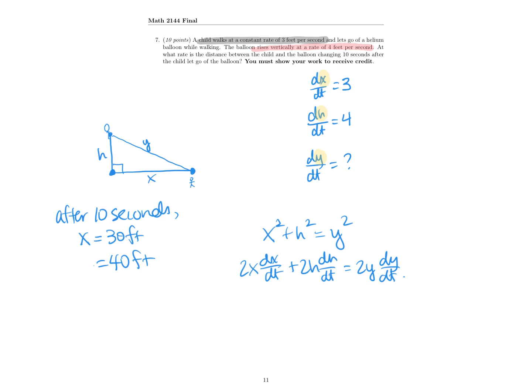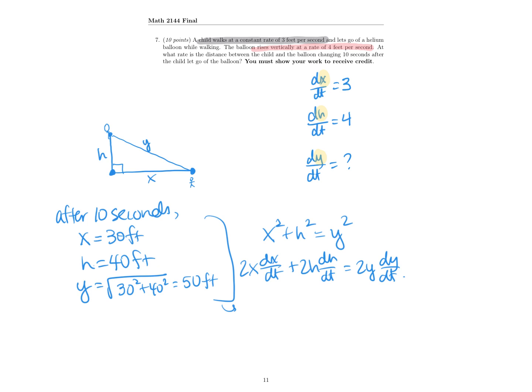Maybe I should have called it h, anyway, I called it h. And then y is going to be that distance. So y is going to be the square root of 30 squared plus 40 squared, which, well, it's a 3, 4, 5 triangle, so it's going to end up being 50. But I could plug that into my calculator and see it. Okay, so 50 feet.